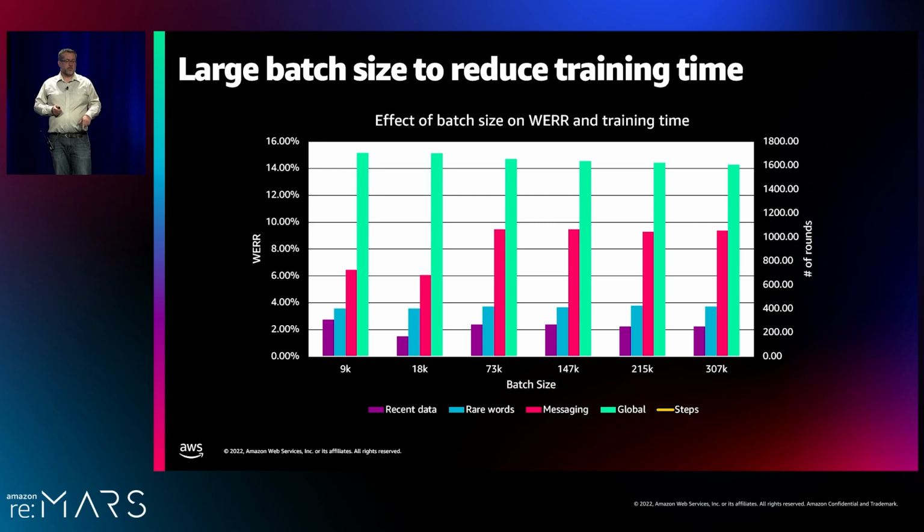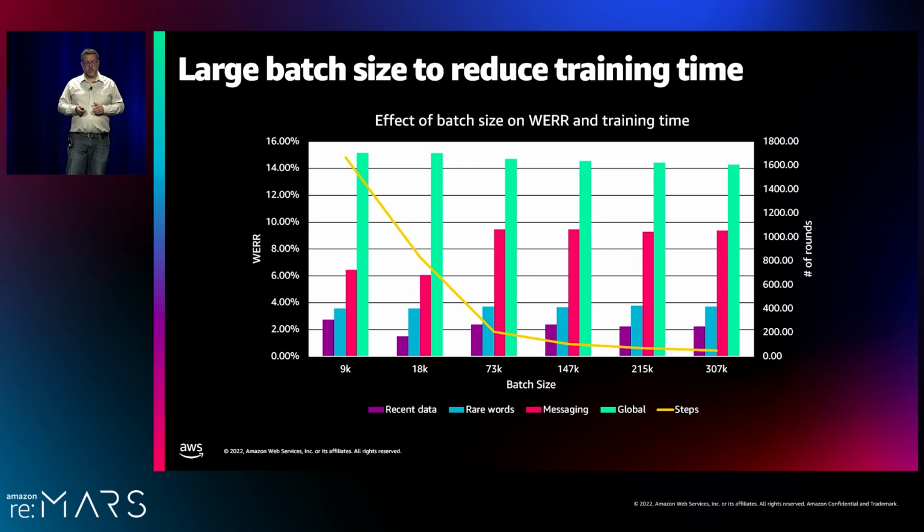And if you look at these bar graphs, they show you what the word error rate improvement was on different test sets. You can see that the green one, the global test set, got a little bit worse with the bigger batch sizes, but not too much. And you can see that the pinkish one, messaging, actually did better with the large batch sizes. And the other two stayed pretty much about the same. So that's great. We can use these really large batch sizes and not hurt the model at all.